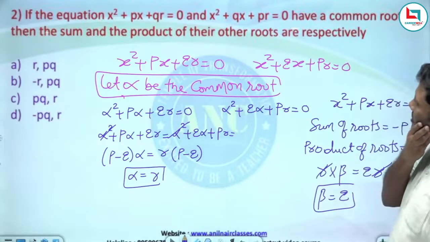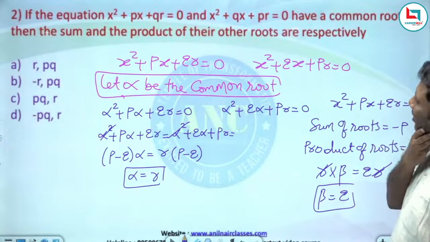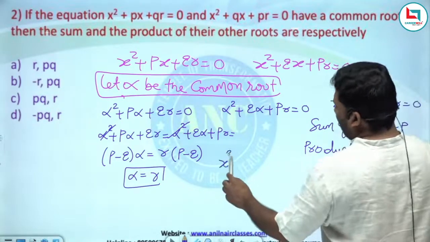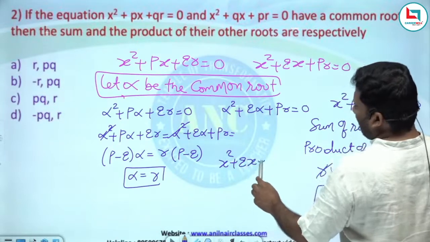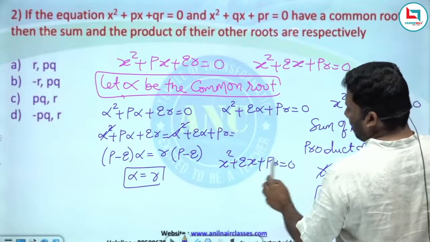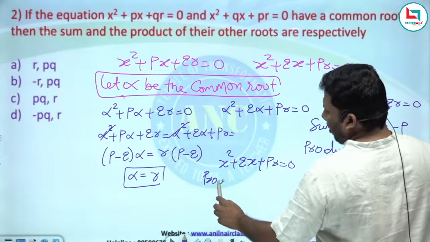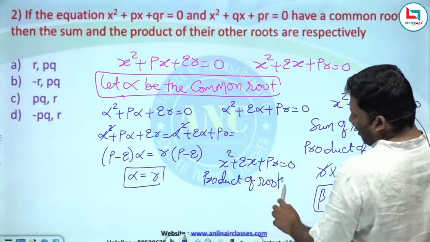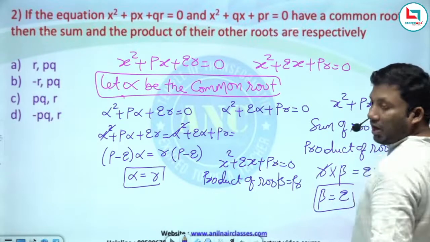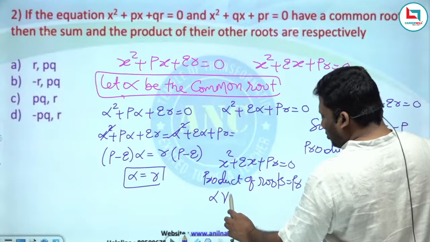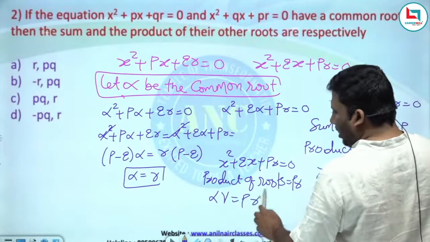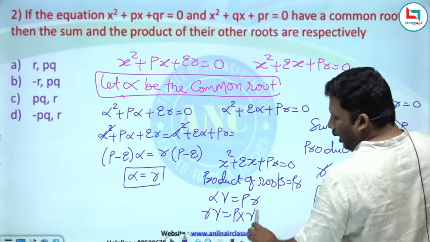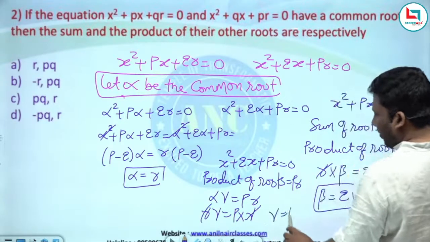Okay, what is the question? Then the sum and the product of their other roots he is asking. What is the other equation? X square plus qx plus pr equivalent to 0. Product of the roots is given by c by a. Product of the roots is alpha into gamma equivalent to pr. Alpha is r. R into gamma equivalent to p into r. R cancels. Gamma equivalent to p.